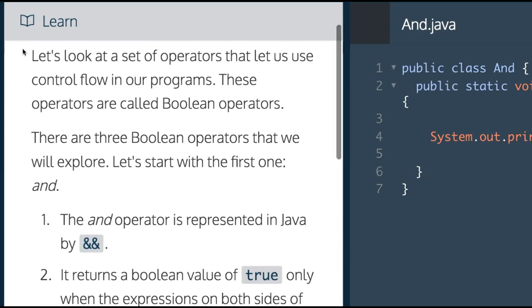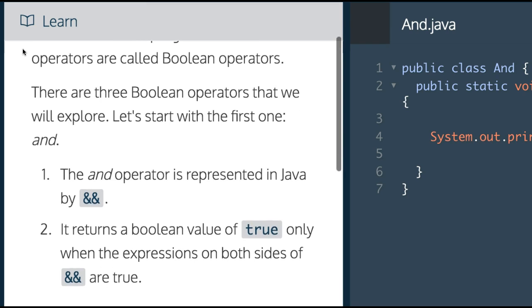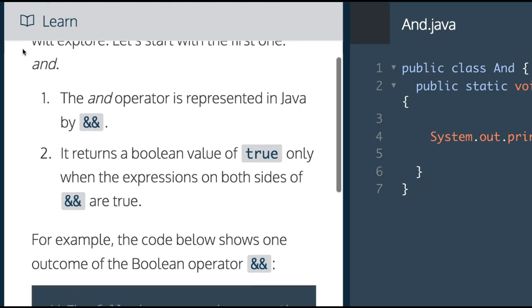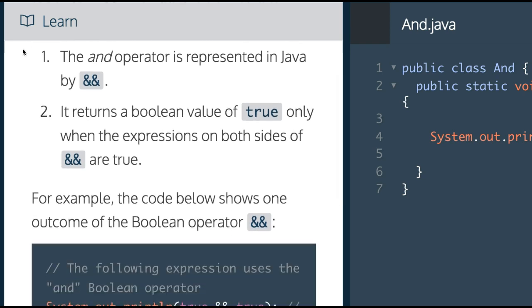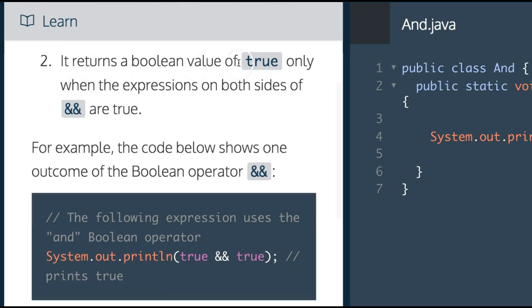Let's look at a set of operators that let us use control flow in our programs. These operators are called Boolean Operators. There are three Boolean operators that we will explore. Let's start with the first one, AND. The AND operator is represented in Java by a double ampersand. It returns a Boolean value of true only when the expression on both sides of the AND are true.